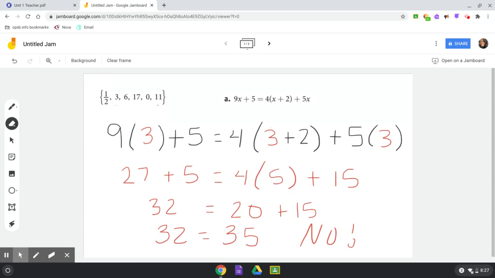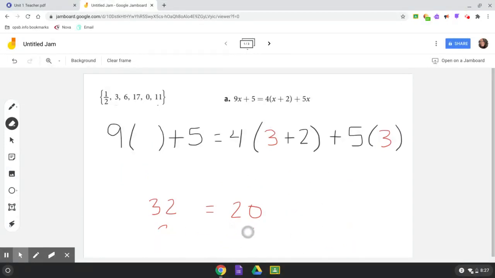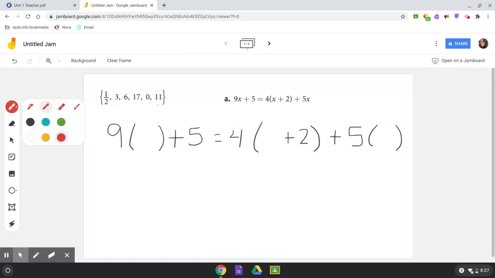Okay. 3 is a no solution. All right. Now, let's change our 3. Let's go over here and get our pen in red. All right, so 1/2 was no solution. 3 was no solution. Now we're at 6. Let's see if 6 is a solution. Let's substitute in 6 into our equation.